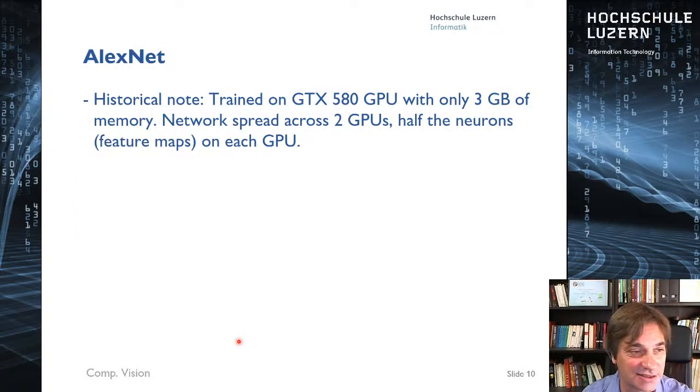So for training at that time, that was not so easy. He did have the latest GPUs, which at that time was a GTX 580 with only 3 GB of memory. So you had to spread the network across 2 GPUs with half the neurons on each GPU, and then bring them together for the optimization. So quite a bit of engineering to actually get it running on the hardware. It was already kind of too large for the hardware at the time, but they still managed.